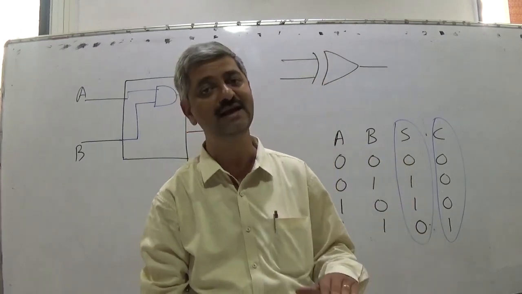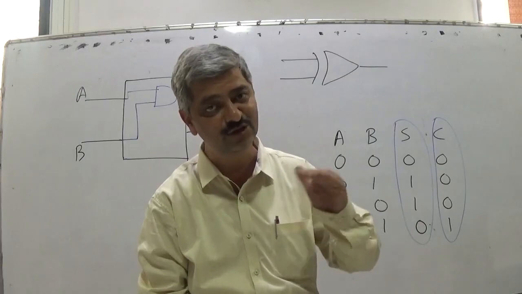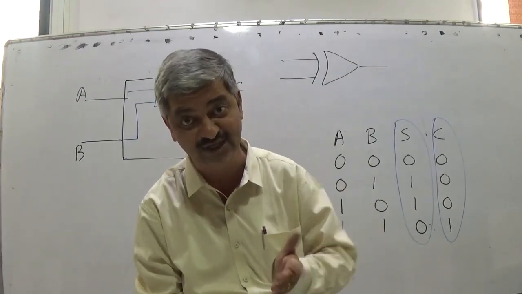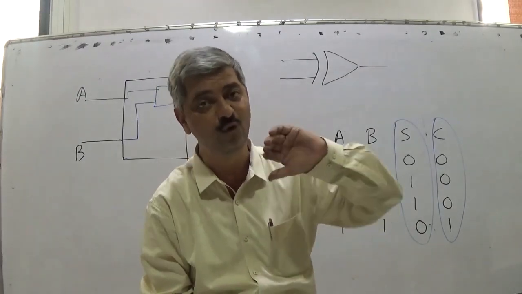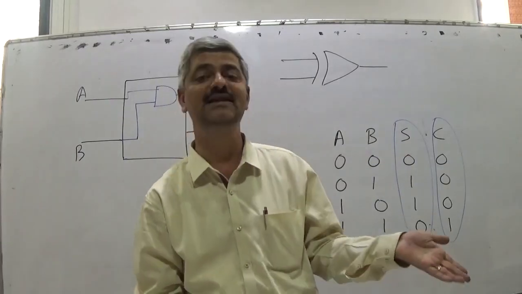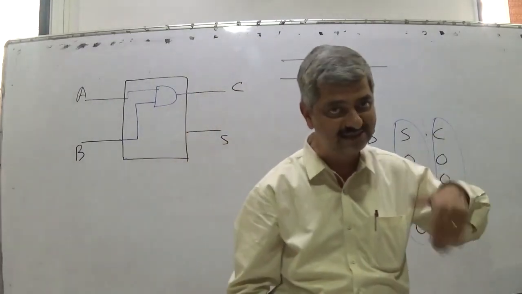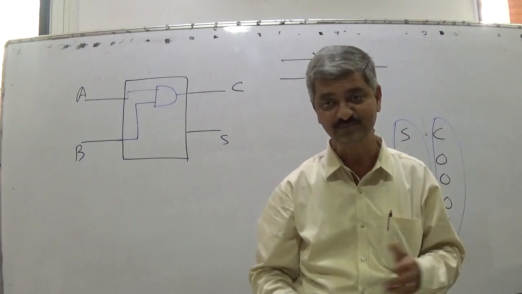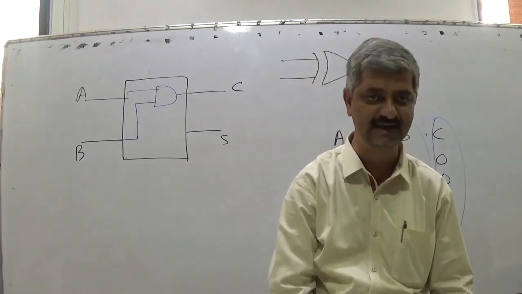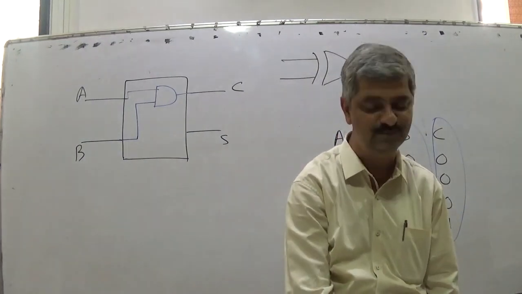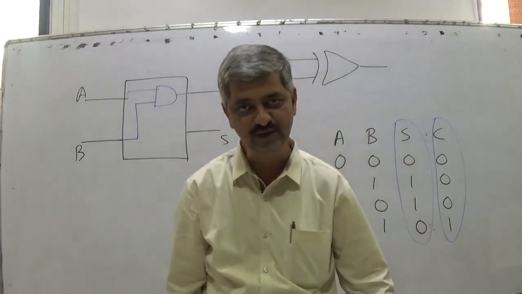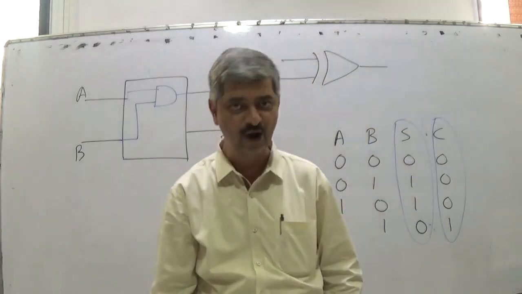And for the XOR gate, if any one of them is exclusively 1, exclusive OR, if only one of the inputs is 1, then the output is 1. If both are the same, output is 0. The XOR gate tells that if both inputs are same, output is 0. If both inputs are different, output is 1.